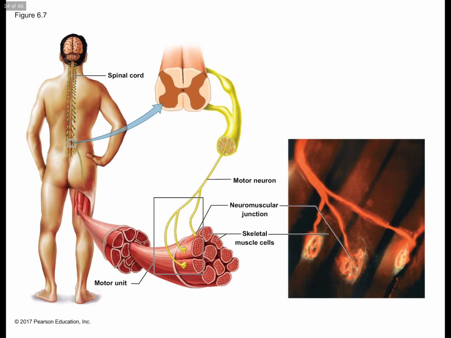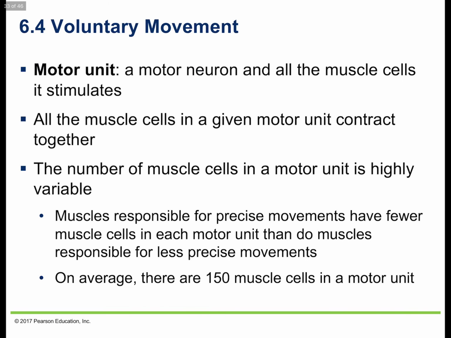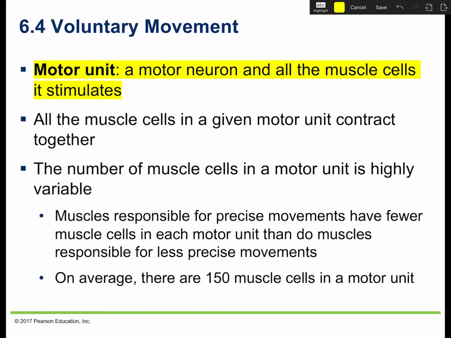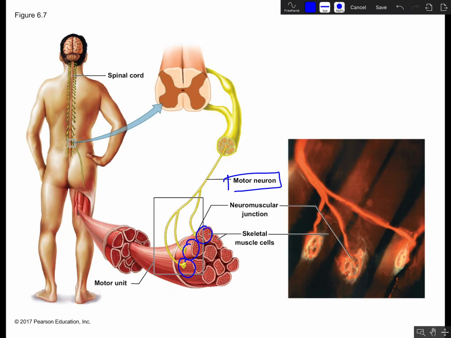Okay, so I mentioned that neuron. It's within a nerve right there. So you can see the nerve coming from the spinal cord. This is a motor neuron. And if you look at this definition, we have this term called a motor unit. A motor unit is a motor neuron and all the muscle cells it's stimulating. So here is a motor neuron right here, and you can see it's stimulating multiple muscle cells. So this is a motor unit.